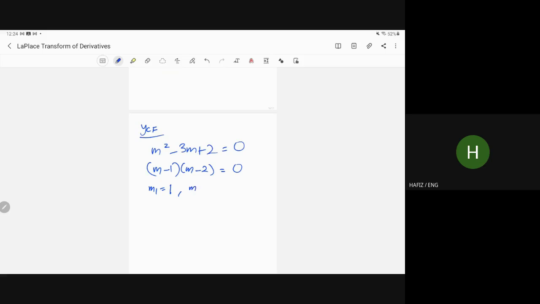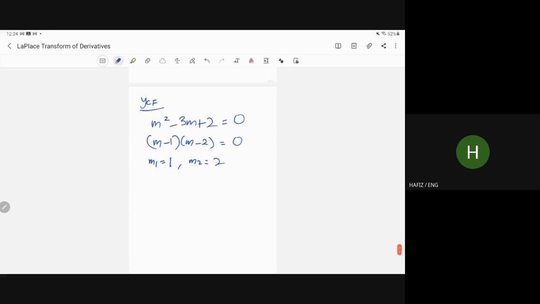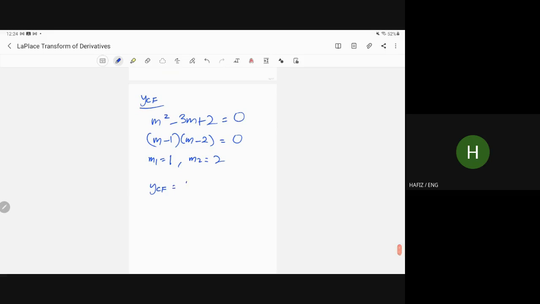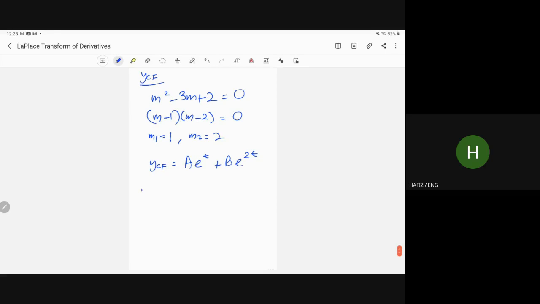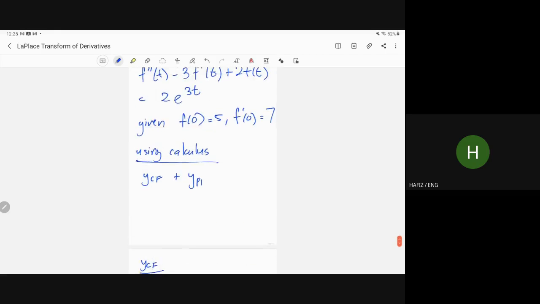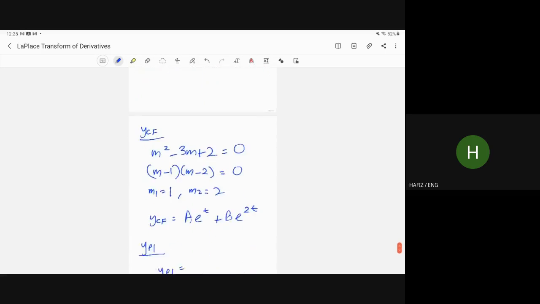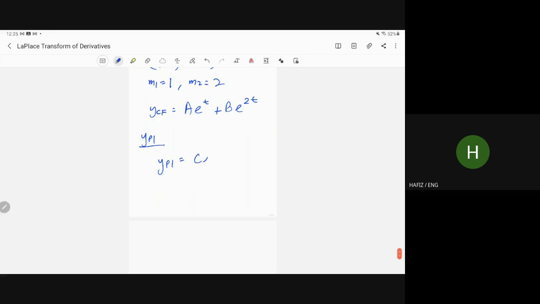m1 is 1, and m2 is 2. So your YCF is equal to Ae^(1t) and Be^(2t). And next we find the YPI. So if you remember, you need to check the PI table to know what is the YPI. So your YPI, according to what is on the right hand side, which is 2e^(3t), our YPI is Ce^(3t).